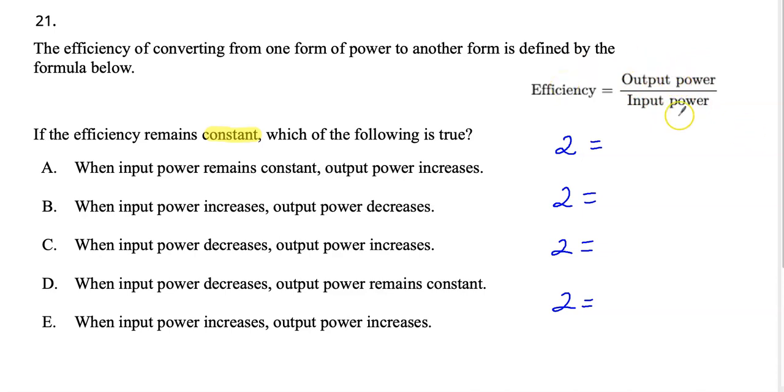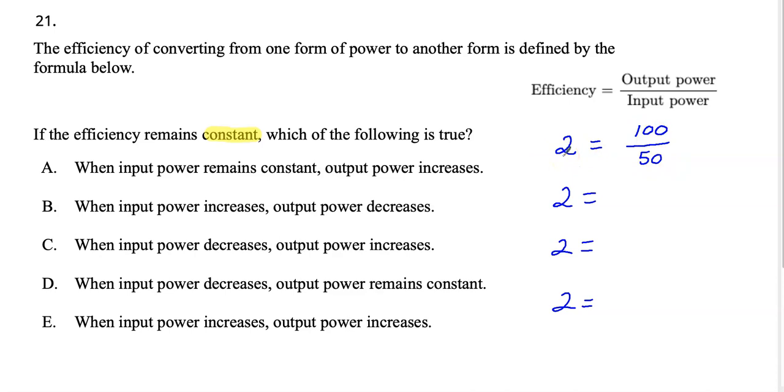So let's think of some ratios that equal 2. I'll help you out at the beginning. How about 100 divided by 50? What's 100 divided by 50? That's 2. So remember, the top number is your output power. So in this situation, the output power is 100 because 100 is our top number, right? And the input power is on the bottom. So our input number is 50. So when the output power is 100 and the input power is 50, this ratio gives us 2.